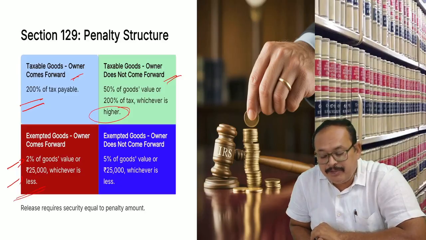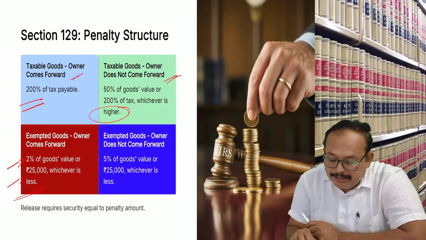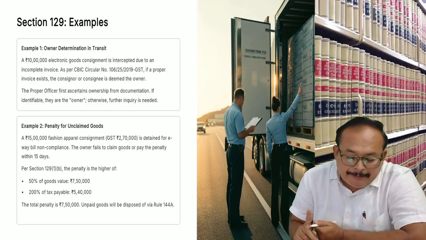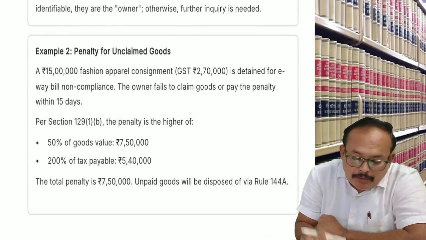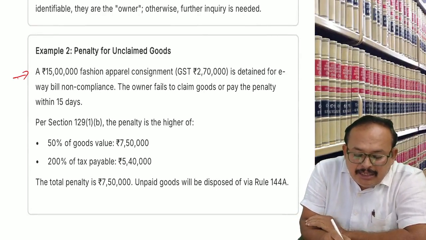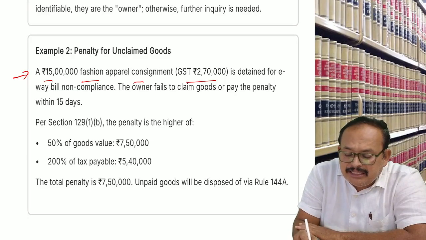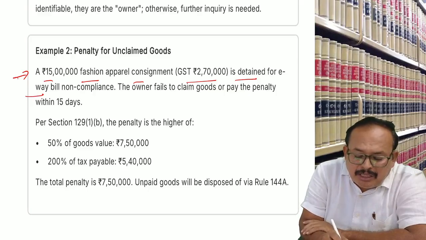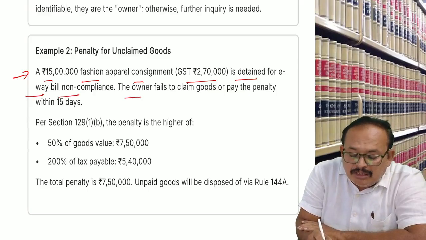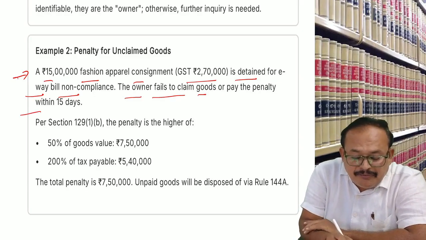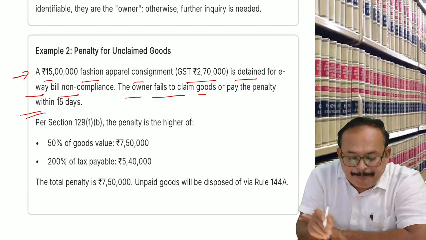You get my point, sir? If I bring a problem, will you be able to answer it? The problem I am going to bring here for your kind consideration. Look here. A 15 lakh fashion apparel consignment, GST 2 lakh 70 thousand, is detained for e-way bill non-compliance. The owner fails to come claim the goods or pay the penalty within 15 days. A time limit is there. I will refer to the procedure.